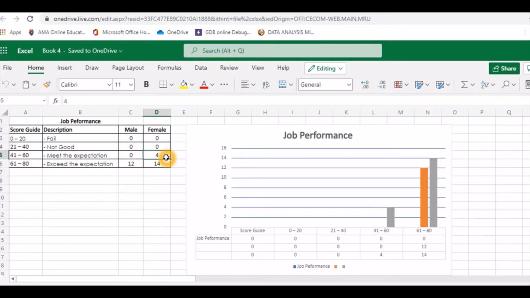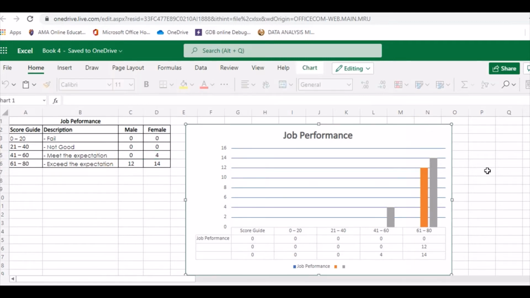And 14 females fall under 61 to 80. And then we have 4 females also, which fall under 41 to 60 score, or meet the expectation. The second highest for this is scoring. Based on looking here, I don't think the samples that we have were enough to identify this comparison. But if we base on the records that we have, I believe that there is no relationship between job performance by male or female.